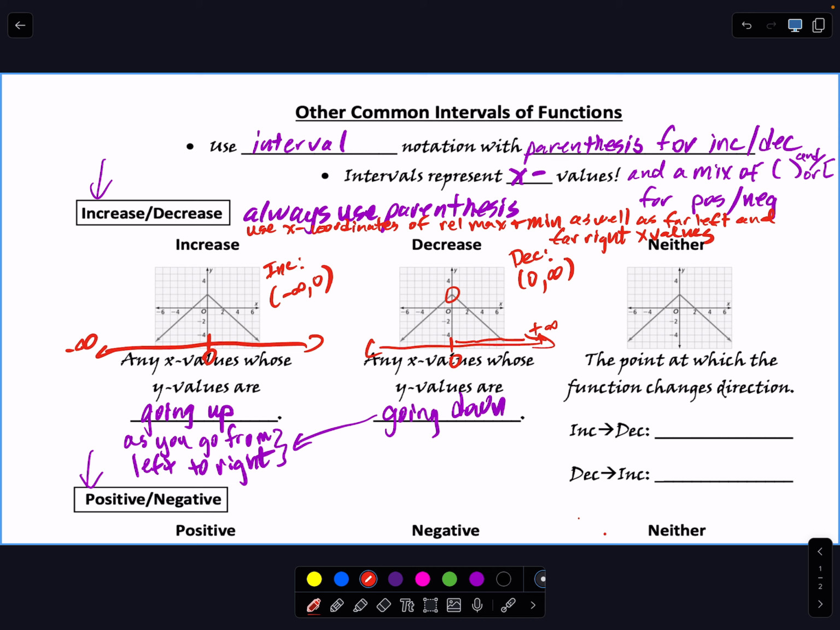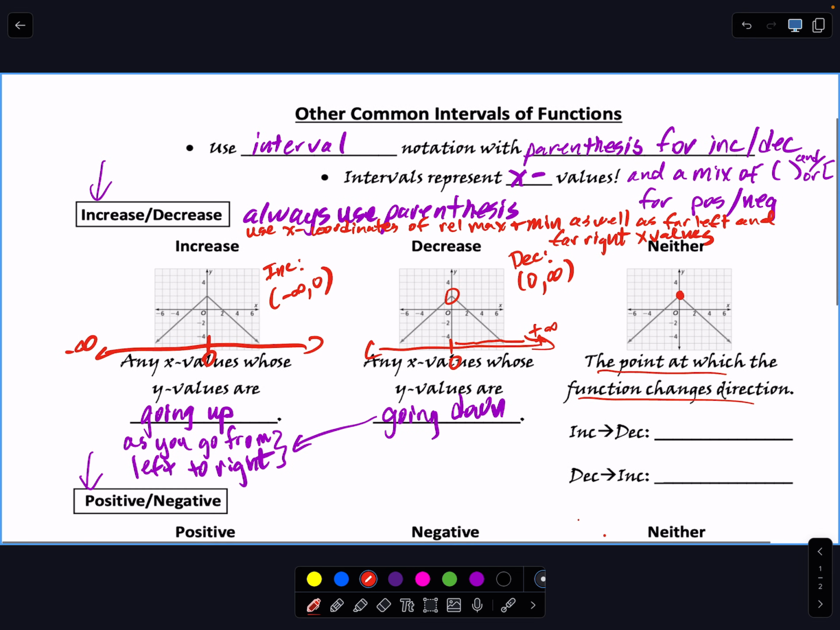And then you have some places where the function's not increasing, it's not decreasing. The point at which the function changes direction is the place where the function's not increasing, not decreasing. And so that is this point right there. That's why we use parentheses. A function can't increase or decrease at a single point. It has to have an interval of values in order to show that y values are going up or going down. So at a single point, a function can't be determined to be increasing or decreasing, so we're going to use parentheses there.